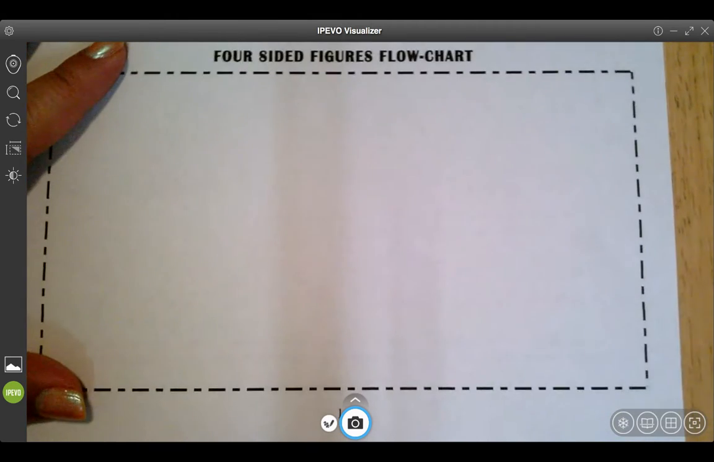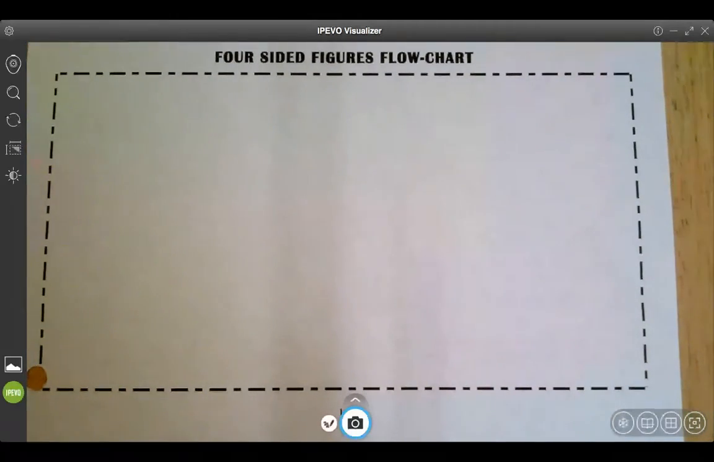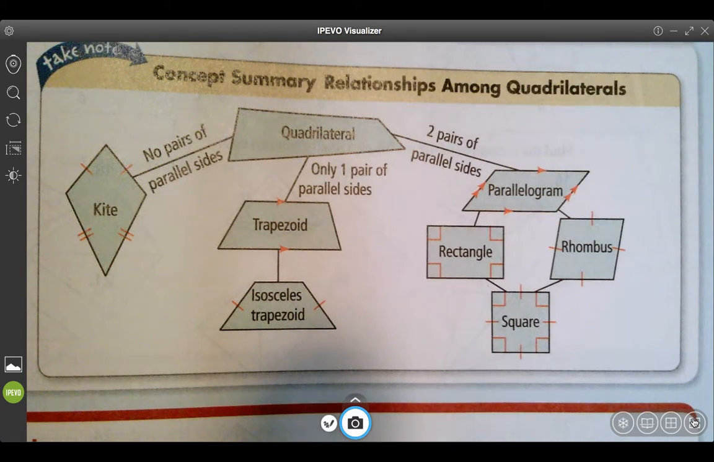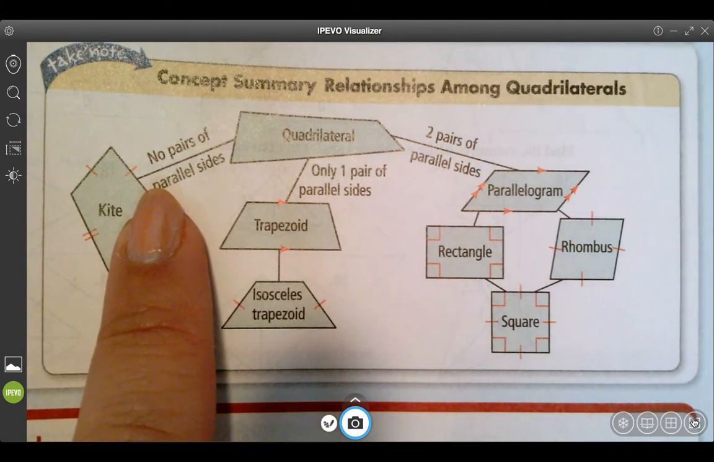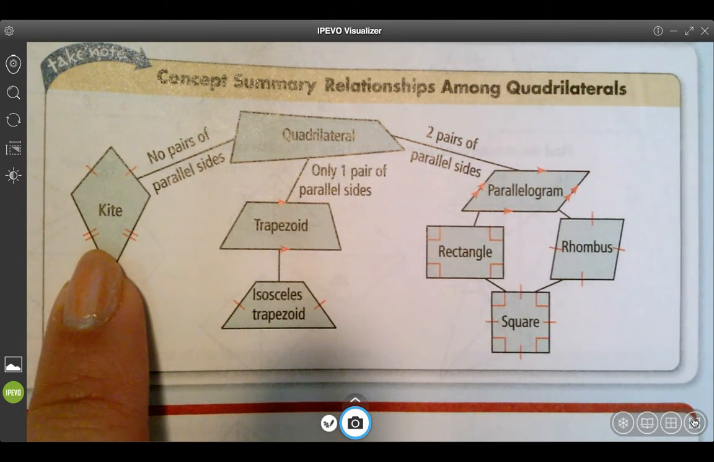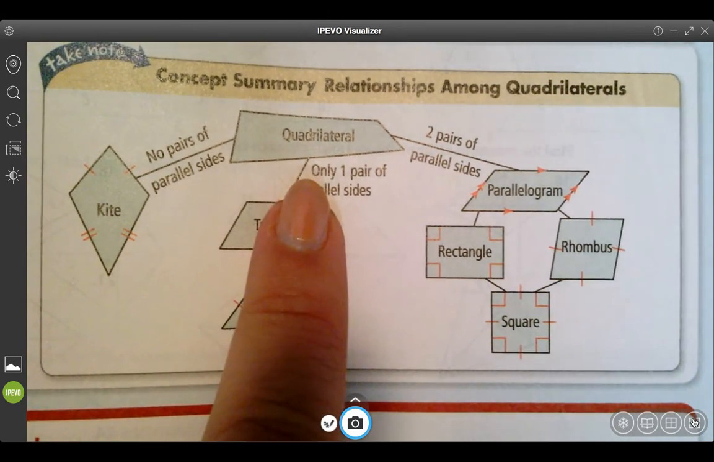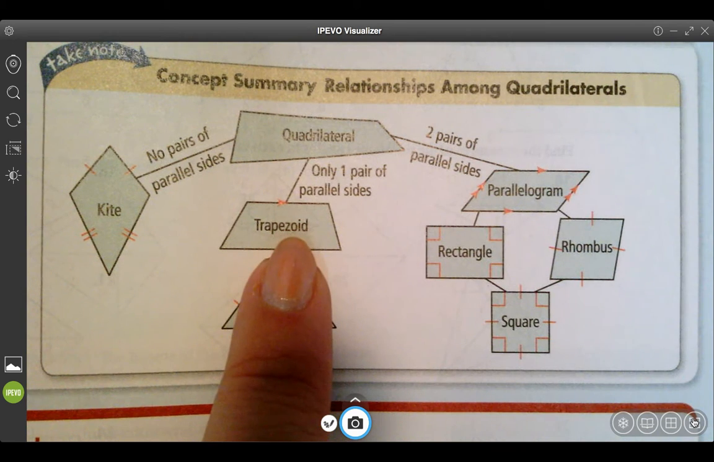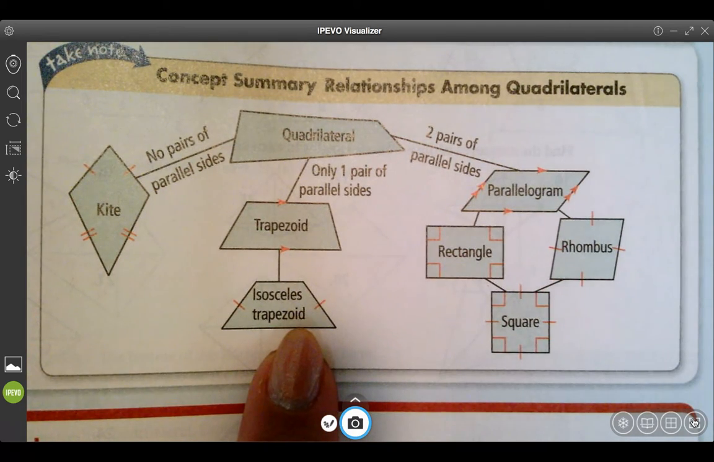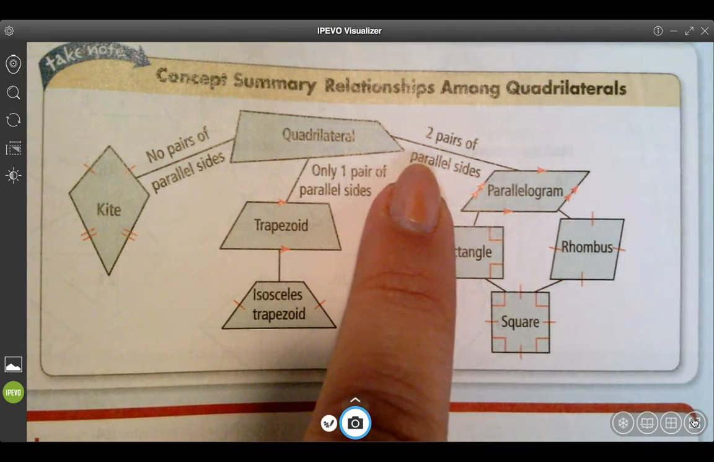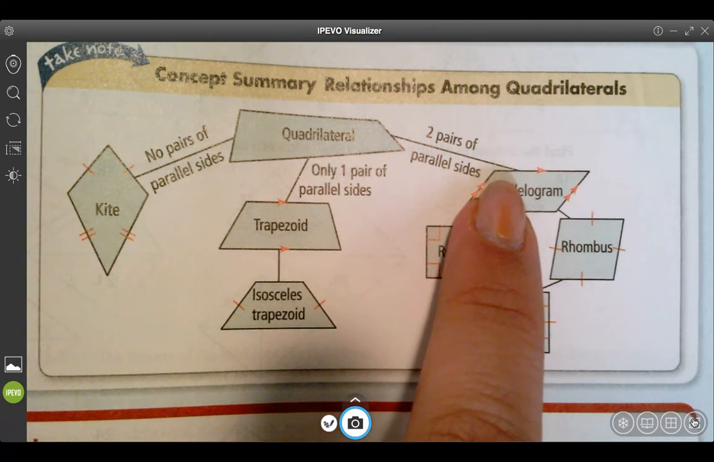And then lastly, to help keep all of this straight, let's look at our flow chart. I'm showing you the one directly from the book because I can't draw it that neatly. But we start out with a quadrilateral. Then we can say if I have no pairs of parallel sides, it could be a kite. If I have only one pair of parallel sides, that makes it a trapezoid. And our special type of trapezoid is if those legs are congruent, then it's isosceles. If I have two pairs of parallel sides, then it has to be a parallelogram.